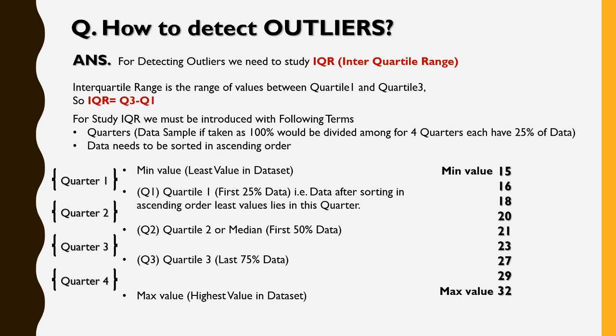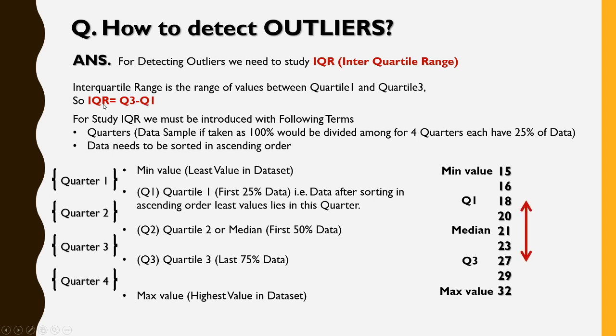Between the minimum and maximum, the center value will be taken as the median. So the median will be the center value out of all these values. You can see before the median there are 4 values, and after the median there are 4 values. So the center value is taken as the median. Between the minimum and the median, it will be taken as quartile 1. And between the median and the maximum value, it will be taken as quartile 3. For finding IQR, as we have seen above, we require quartile 3 and quartile 1, and quartile 3 minus quartile 1 gives us the IQR.